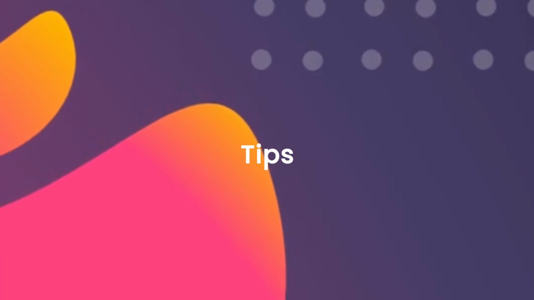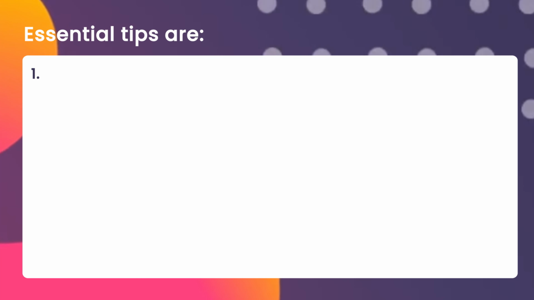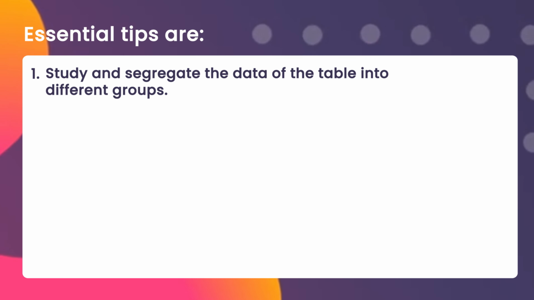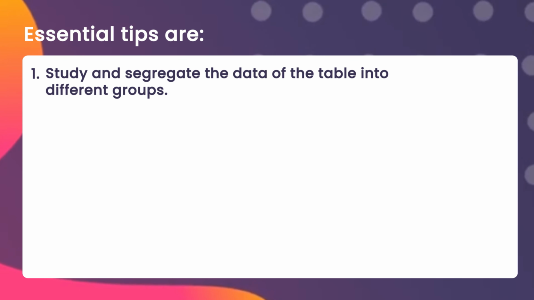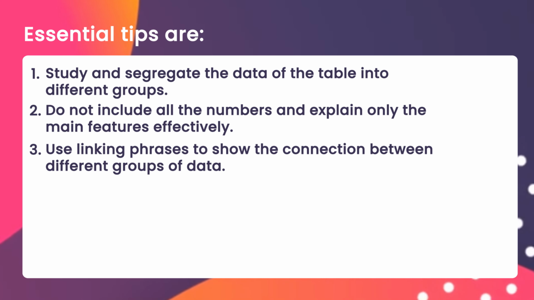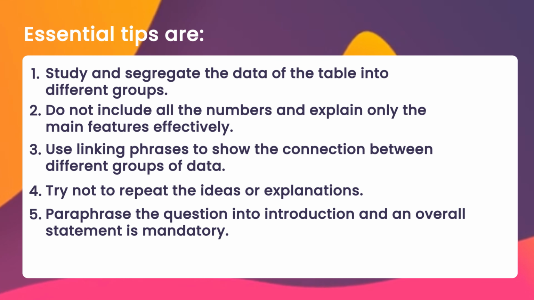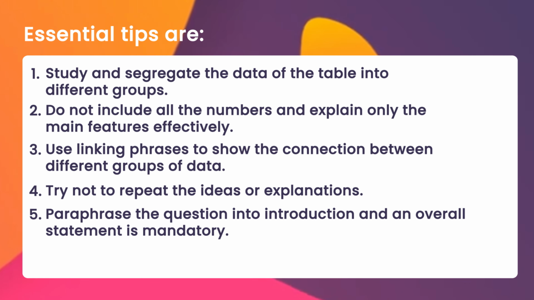Before moving on to learn the sample answer, let's look into the tips to write a table chart. Number 1. Study and segregate the data of the table into different groups. Number 2. Do not include all the numbers and explain only the main features effectively. Number 3. Use linking phrases to show the connection between different groups of data. Number 4. Try not to repeat the ideas or explanations. Number 5. Paraphrase the question into an introduction, and an overall statement is mandatory.